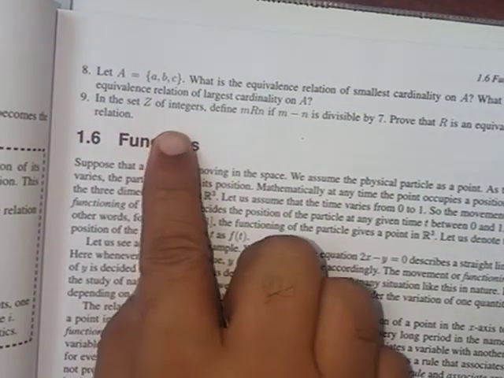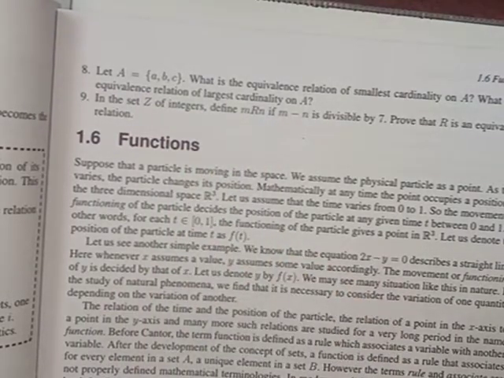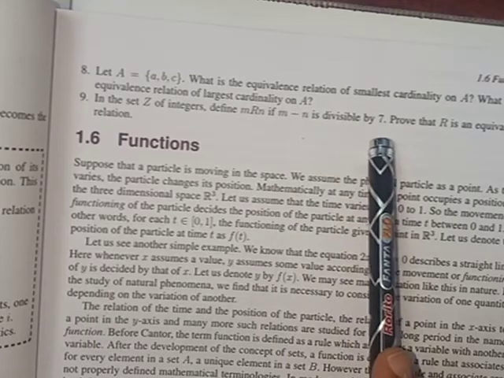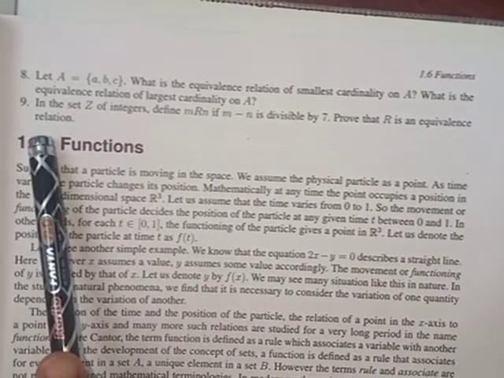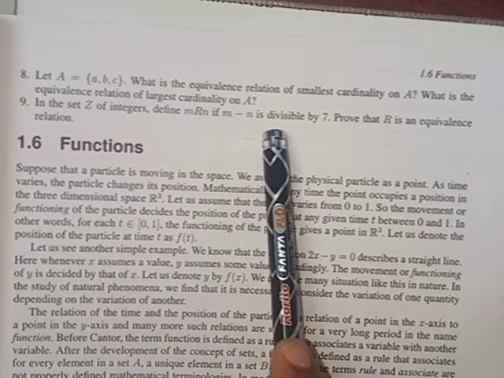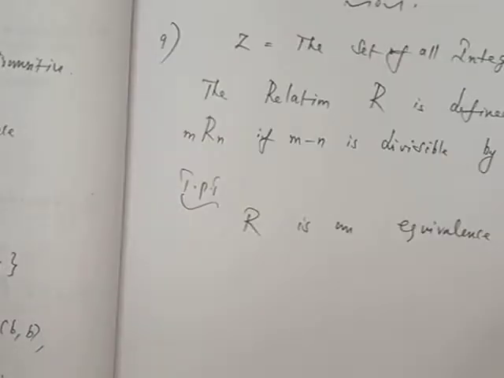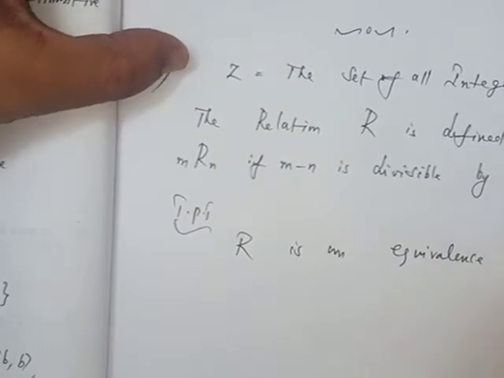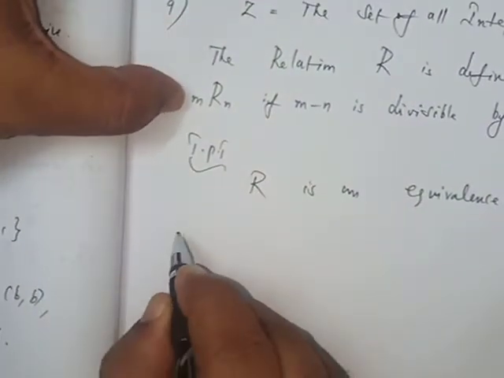In the set Z of integers, define m is related to n if m minus n is divisible by 7. Prove that R is an equivalence relation. What's the statement? m minus n is divisible by 7. Here, Z equals the set of all integers. Right, now I start with reflexive.